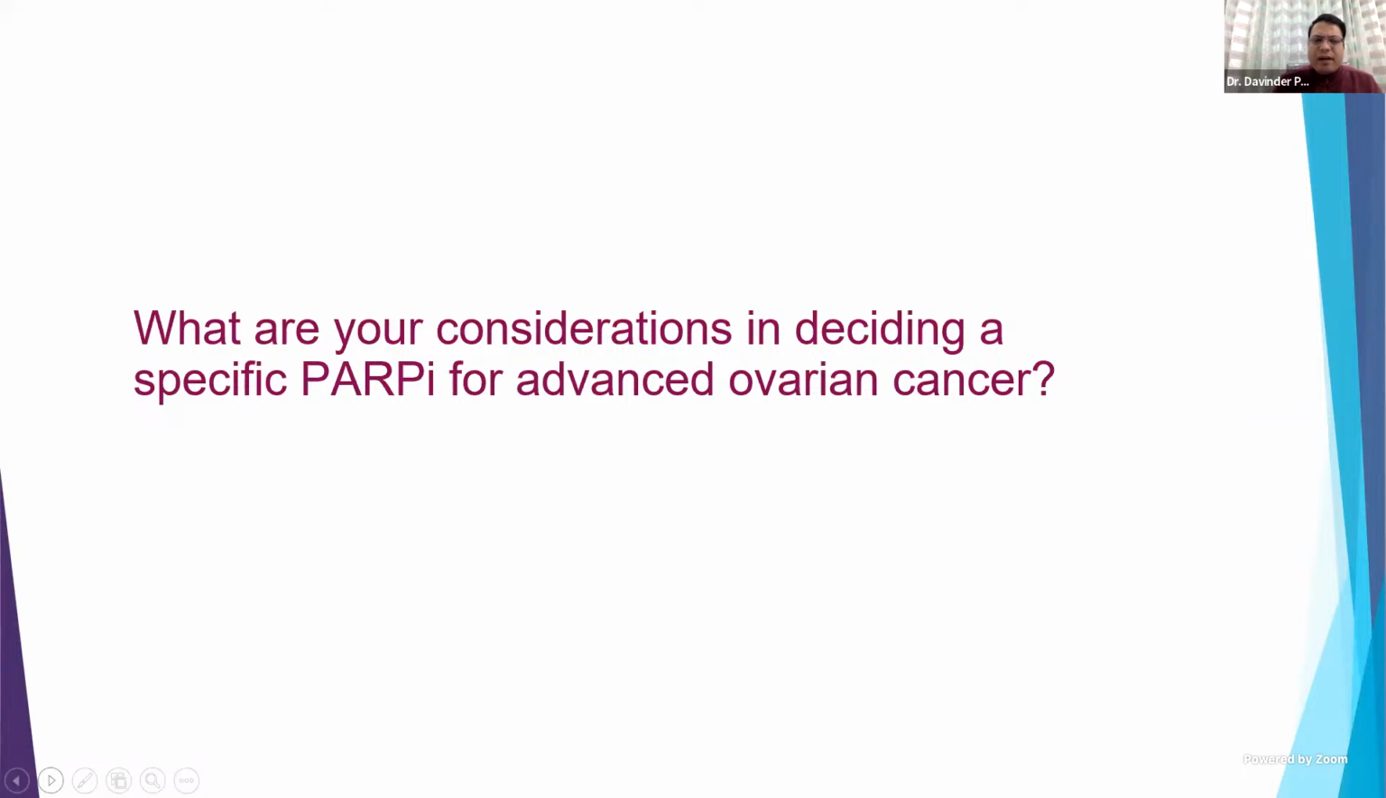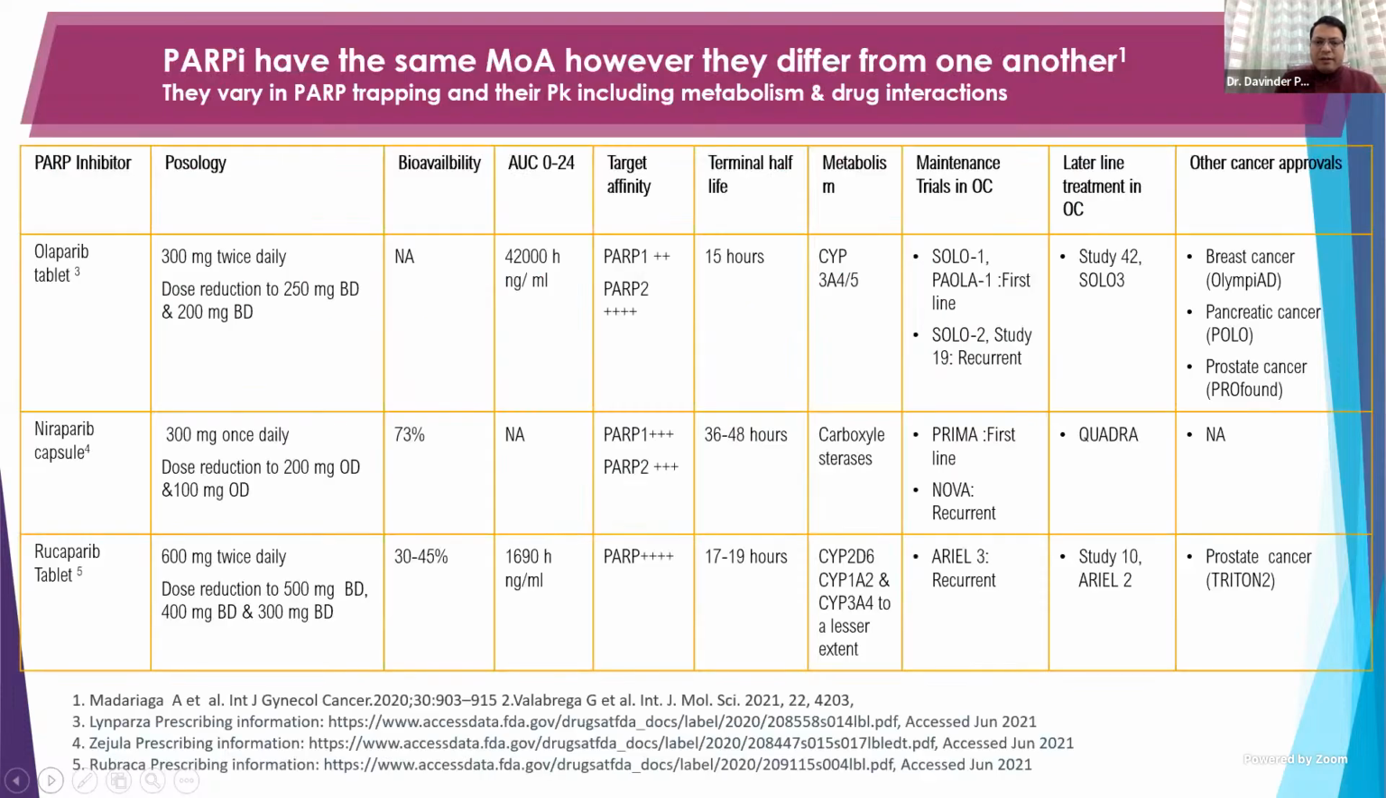So what are you considering when deciding a specific PARP inhibitor for advanced ovarian cancer? What I'm trying to ask is, do you have your preferences regarding olaparib or rucaparib? These two are the only molecules. We don't have niraparib or talazoparib available. So any preference between olaparib or rucaparib, or your personal preference, or what you have seen in clinical practice? Anybody who has a preference regarding ola as compared to ruca, or ruca as compared to ola?